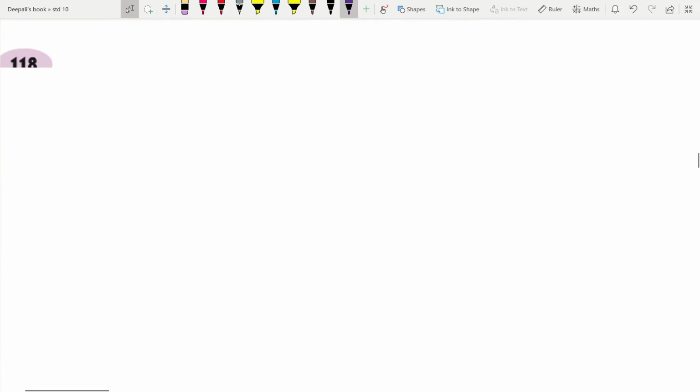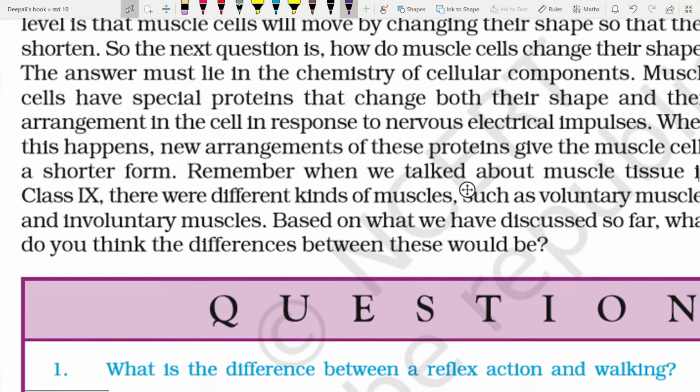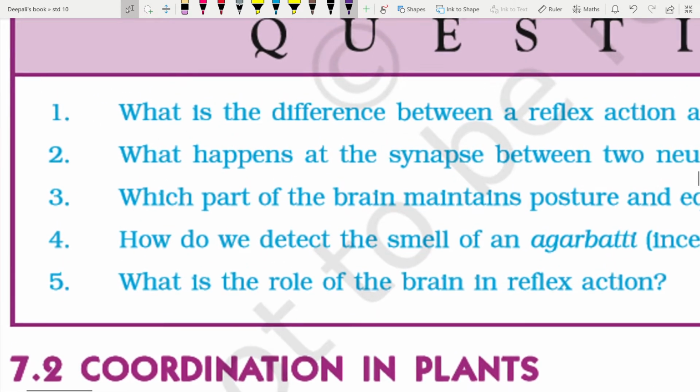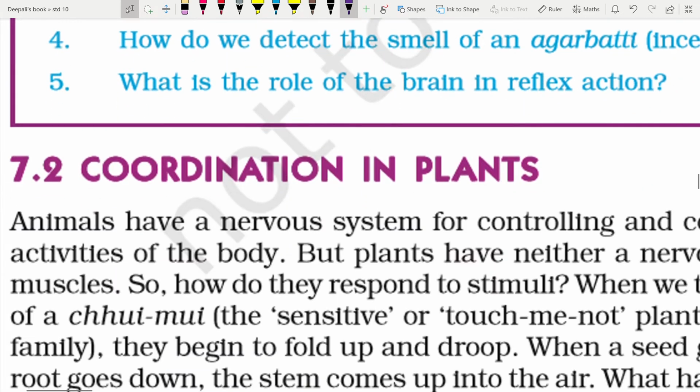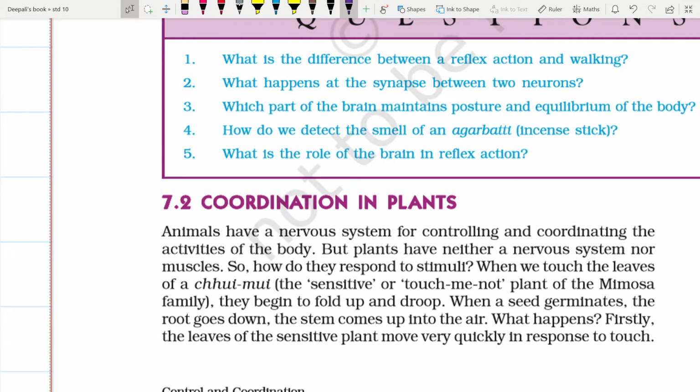But what about a plant? Can a plant walk or move to protect itself, or respond to a stimulus in the same manner as animals do? Can the plants do that? Then what is the system which helps the plant to respond to the stimuli?